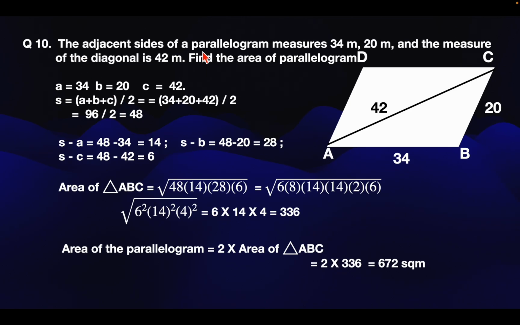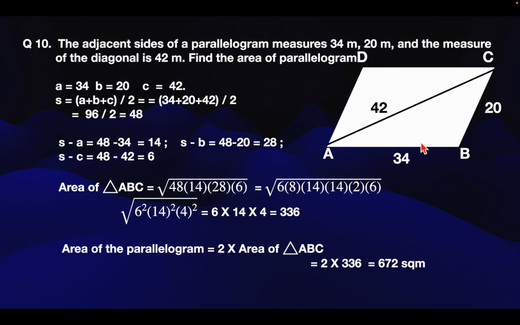The adjacent sides of a parallelogram measure 34 meter, 20 meter and the measure of the diagonal is 42 meter. Find the area of the parallelogram. So here this is a parallelogram. The values of the sides are given. Diagonal is 42. Both these triangles are equal. So in this sum also, if you find the area of this triangle and multiply it by 2, you will get the area of the parallelogram.